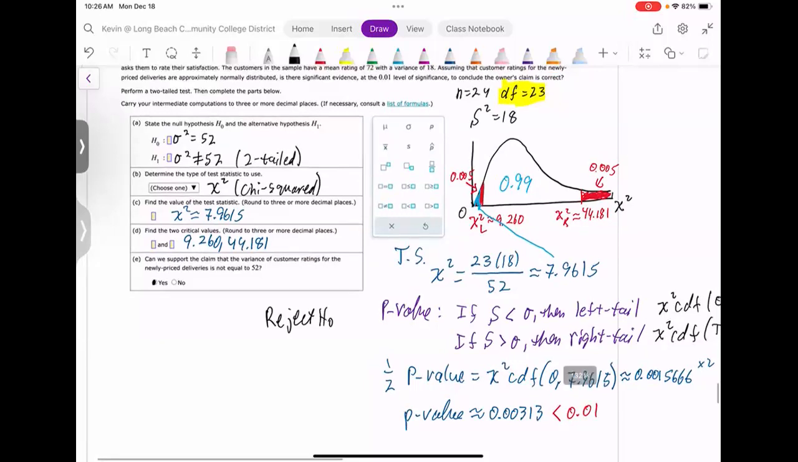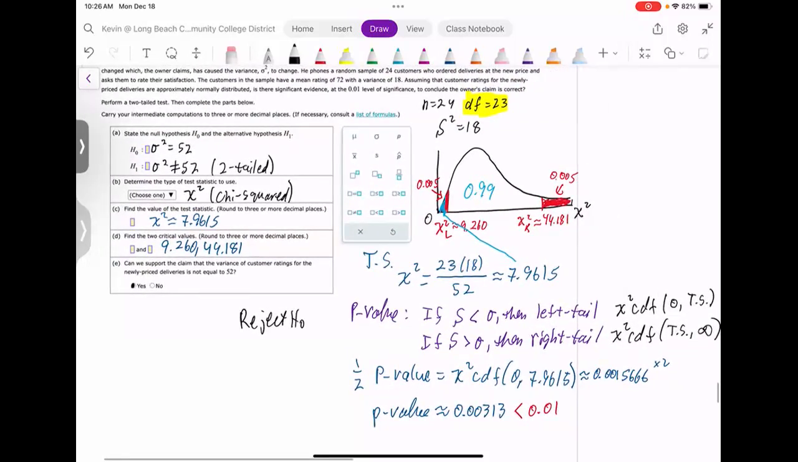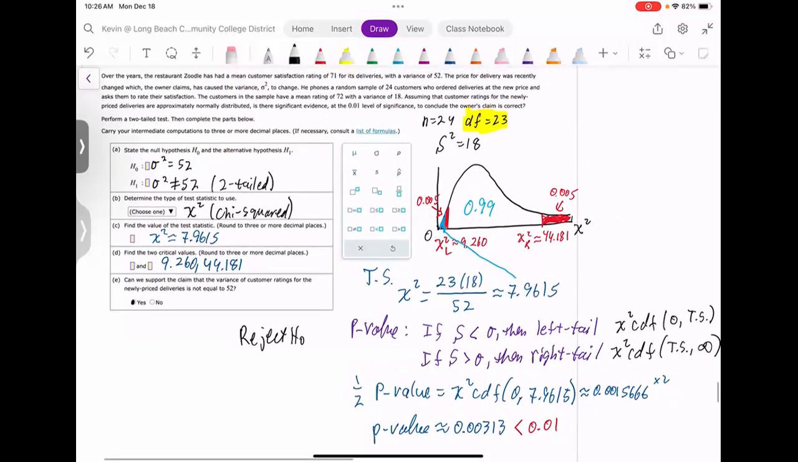Now there's a lot going on with this one. Let's see if I can get it all on one screen for us. Once again, with the test statistic, we have to do that manually. For the p-value, if the sample standard deviation is less than the population standard deviation, S is less than sigma, then we're in the left tail, and the p-value is going to be chi-squared CDF from 0 to the test statistic.